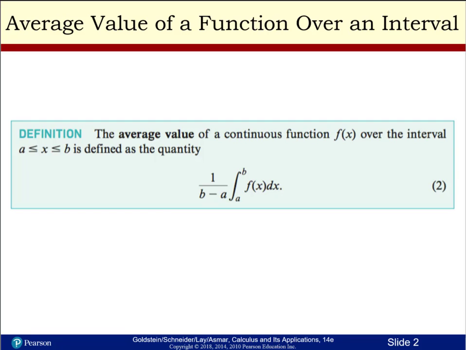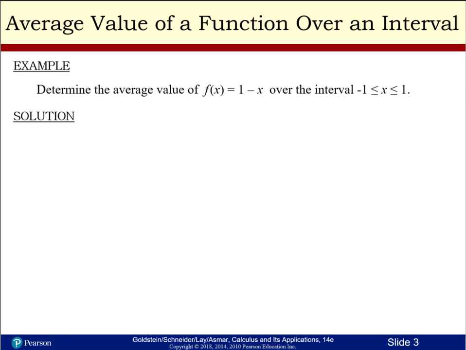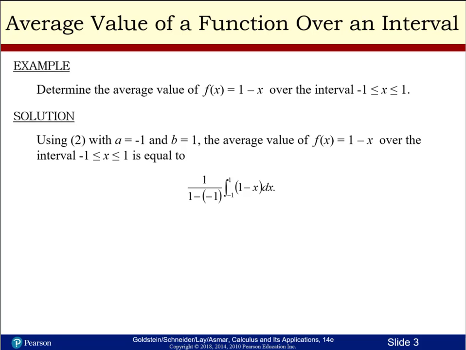Now this is our definition, so we'll use this definition in this next example. Determine the average value of f of x equals 1 minus x over the interval from -1 to 1 inclusively. So we're going to use that definition along with the fact that a is going to be -1, b is going to be 1, and the average value of our function from -1 to 1 of this 1 minus x is going to be 1 over 1 minus a -1, so that's going to be 1/2 out there.